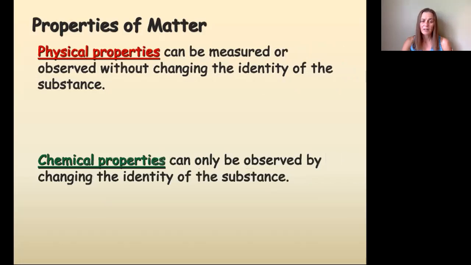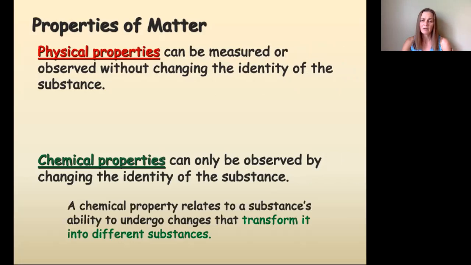A chemical property can only be observed by changing the identity of the substance, because a chemical property relates to a substance's ability to undergo changes that transform it into different substances. Or put another way, a chemical property relates to a substance's chemical reactions, its reactivity. So we can't tell whether or not something will rust until we subject it to being rusted. So we can't tell whether something will burn without burning it. So chemical properties are going to change the identity of the substance.